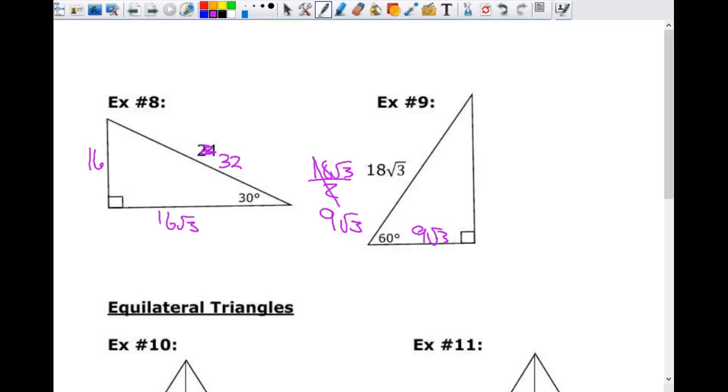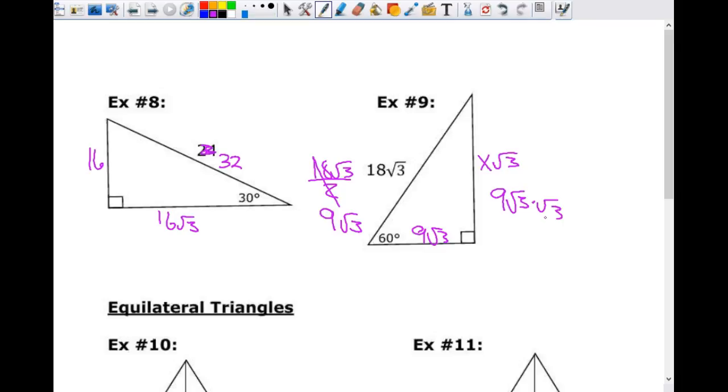Okay, this next part throws a lot of people off, so you need to be paying attention. This side is x times the square root of 3, where x is the small side. What's the small side? 9 times the square root of 3. So this is going to be 9 times the square root of 3, this small side, times square root of 3. I know it looks weird, but that's what this one is.